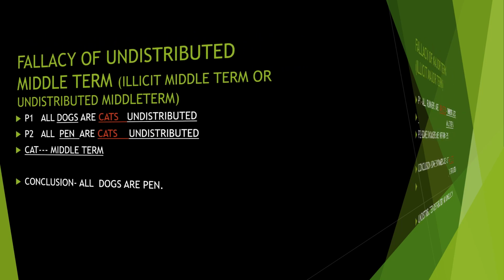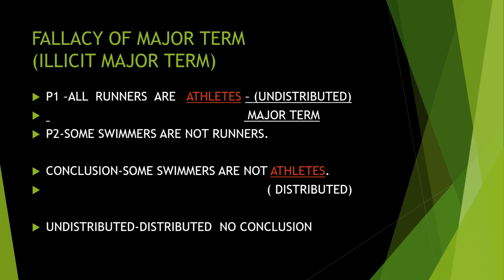Next, we are going to the fallacy of the major term. Which is the major term here? All runners are athletes. Some swimmers are not runners. Athletes is the major term. You know that the predicate of the first sentence is the major term. What happened is that the major term became undistributed in the premise, and in the conclusion it is distributed. Undistributed, then distributed: there is no conclusion.